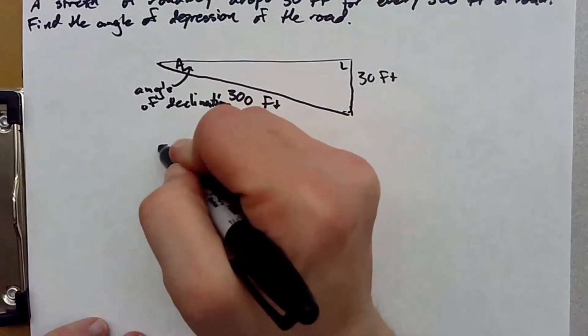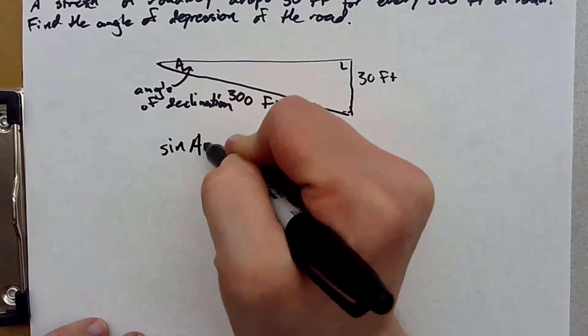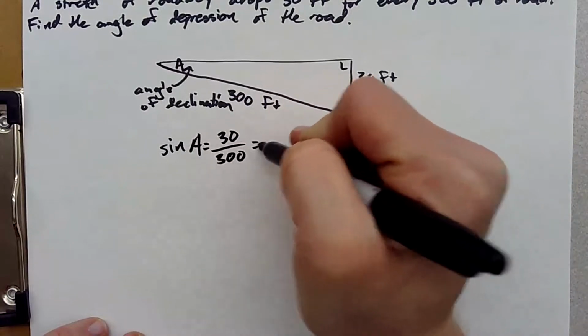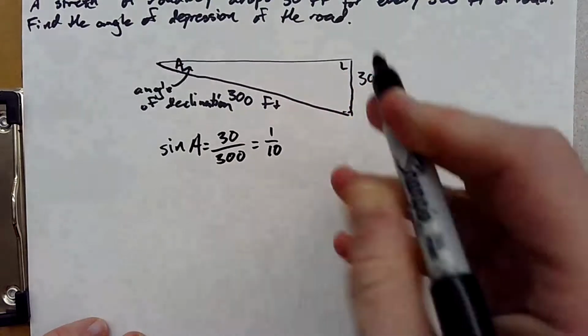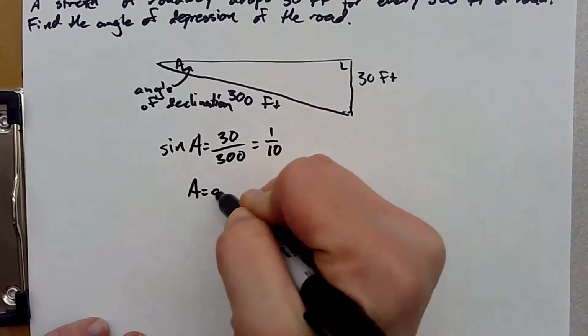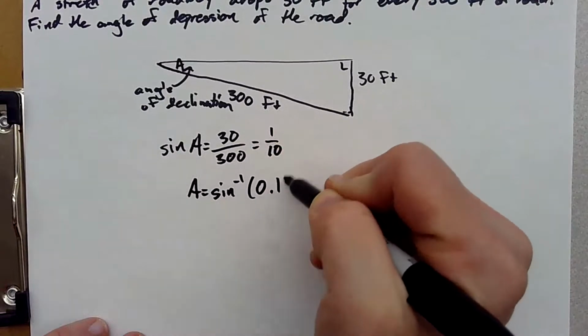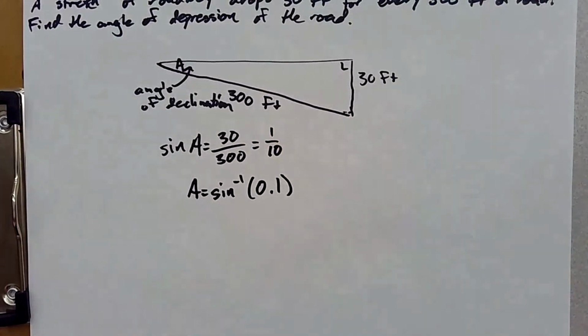Well, that means that sine A is 30 over 300, which is the same as 1/10. So A is sine inverse of 0.1, easiest thing to enter. And that's going to be 5.7 degrees.